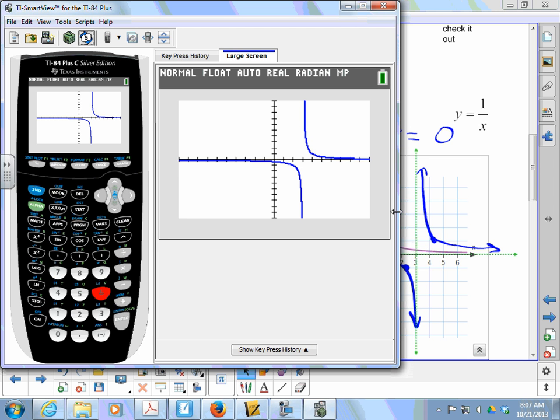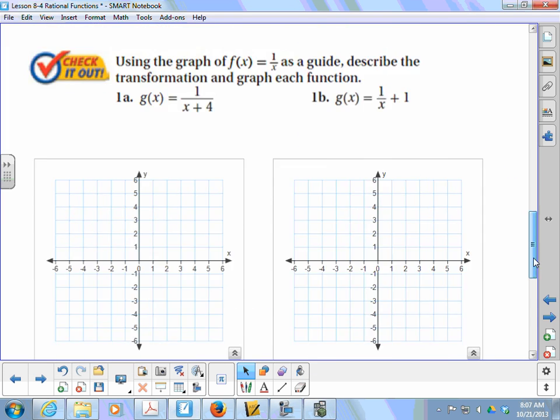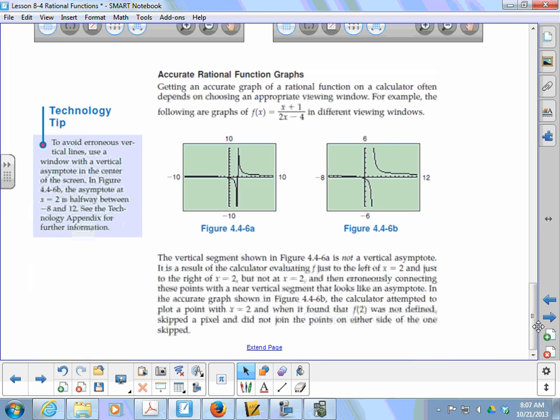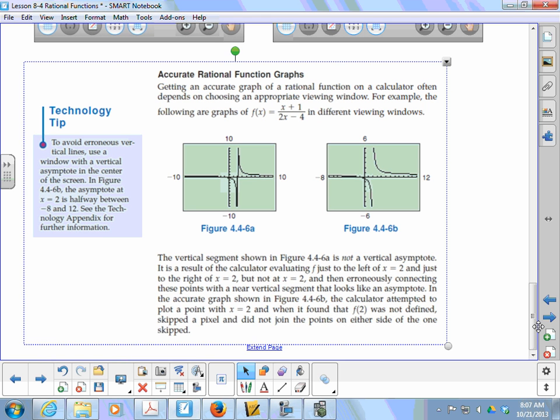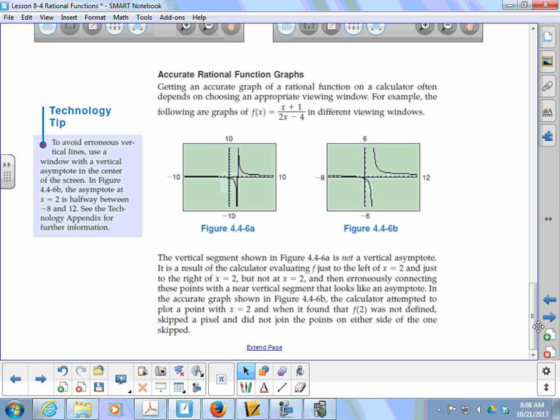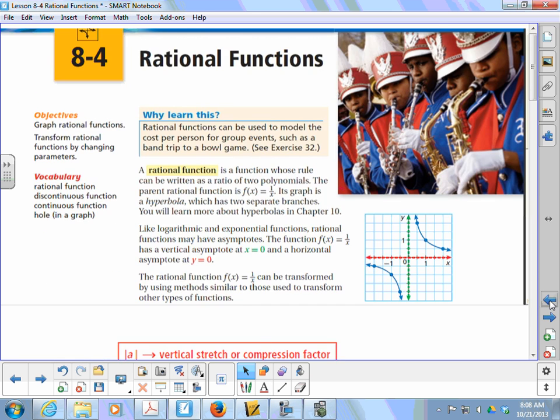All right, does anybody's graph look like this one here? That was an old issue. What happened is that with some of the older calculators, like the TI-83, it would actually connect these lines, and so we had to make sure that doesn't happen. As long as it doesn't happen, then we're good. Let's go back here for a second.